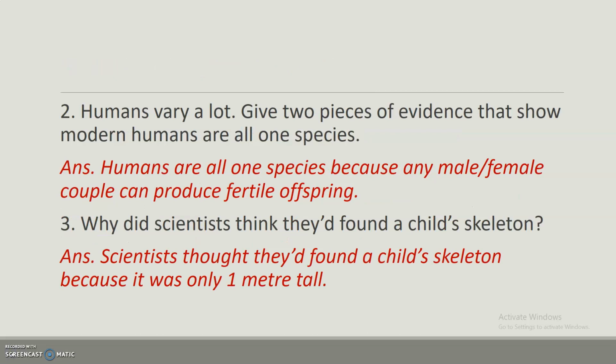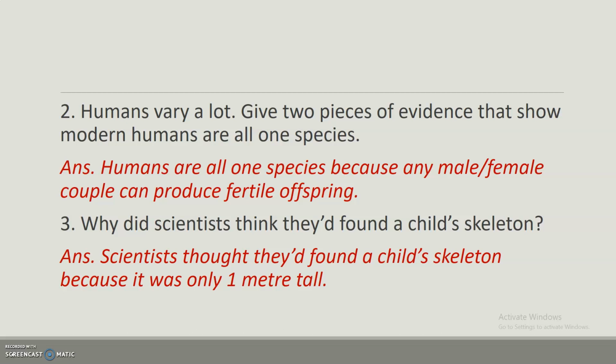Question number 2. Humans vary a lot. Give 2 pieces of evidence that show modern humans are all one species. Answer. Humans are all one species because any male or female couple can produce fertile offspring. We have discussed it, right? Any man from any country can marry any woman from any other country and they can have children who are fertile. So from that we can understand that we all belong to one species. Now, at present on Earth, only one type of species of human beings is present.